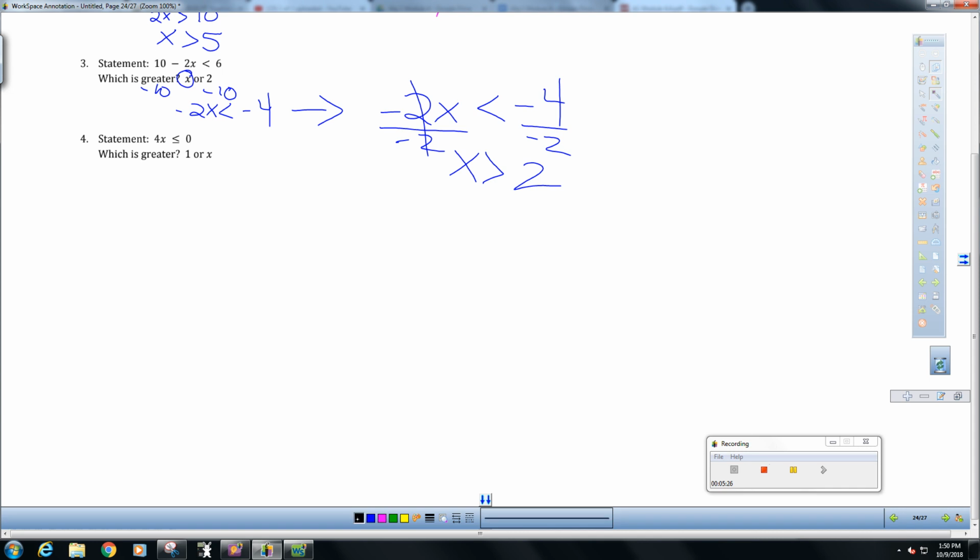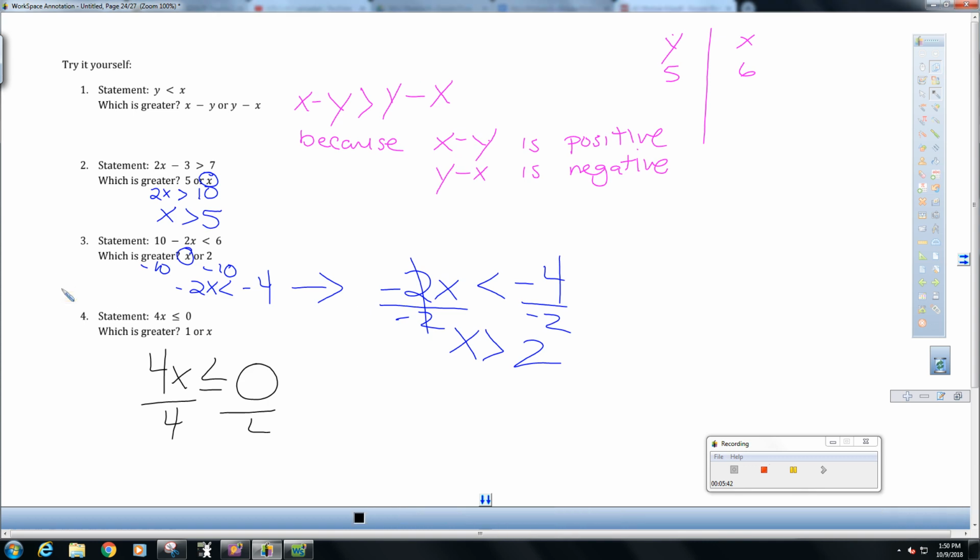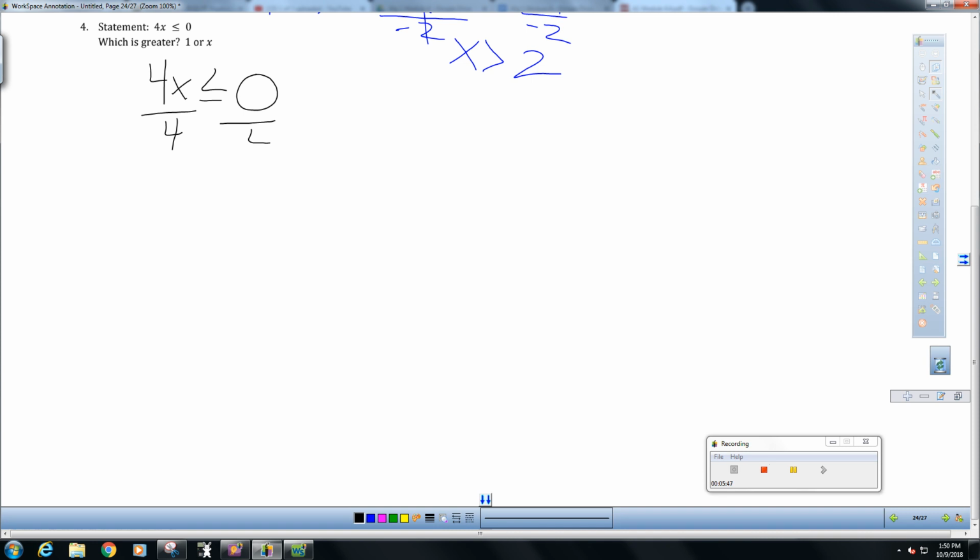We're going to black. Which is greater, 1 or x? Well, divide each side by 4. And you get x is less than or equal to 0. So which is greater? 1? Yes, because x is 0 or negative. You understanding these?